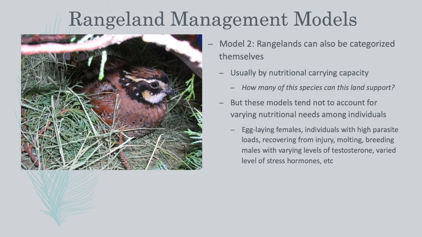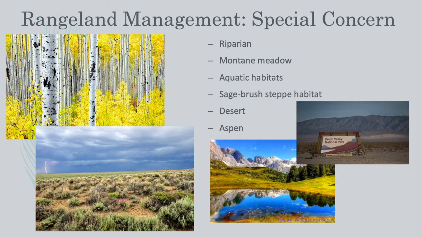This includes riparian areas, montane meadow habitats, aquatic habitats, sagebrush steppe, which is critical for sage grouse, which we're going to talk about in detail next week, I believe. And then also desert and aspen groves are sort of believed to be declining due to rangeland management, fire suppression, climate change, all kinds of stuff.